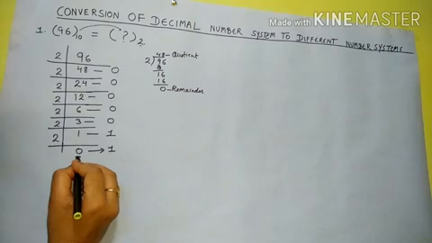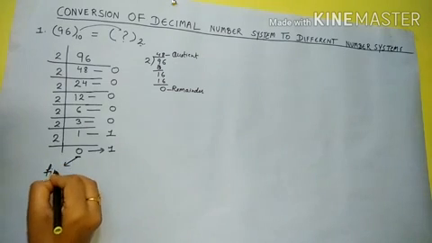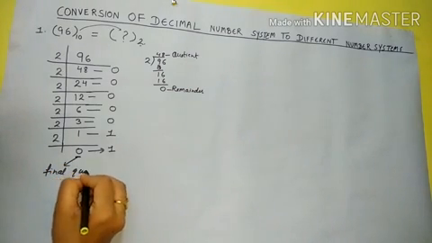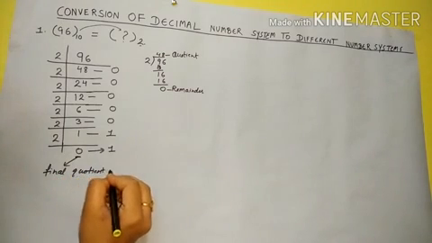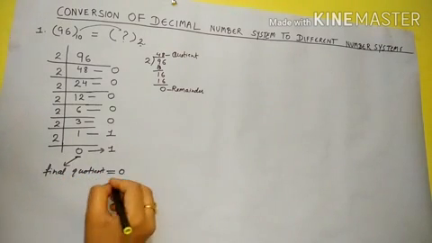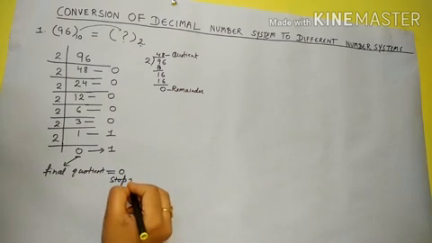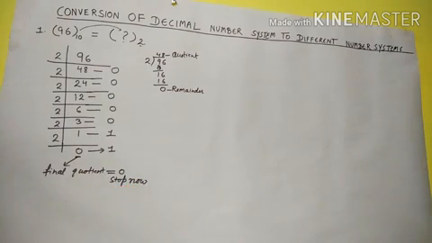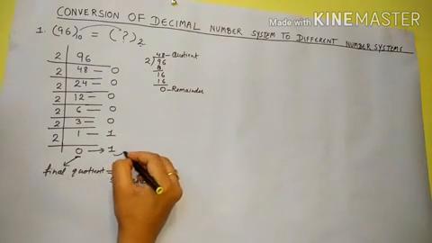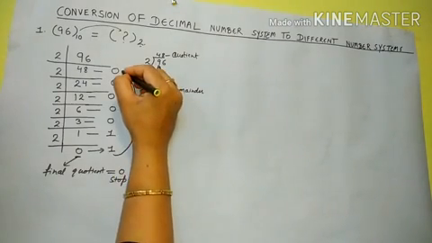And here we have got the final quotient as 0. Final quotient we have got 0, so we'll stop here. Clear? So you will start writing the answer from bottom to top.